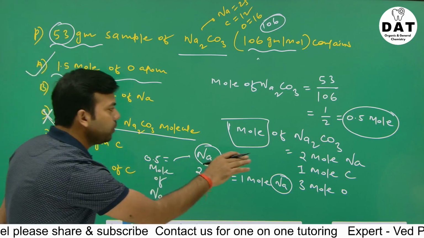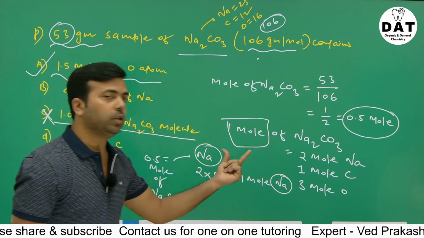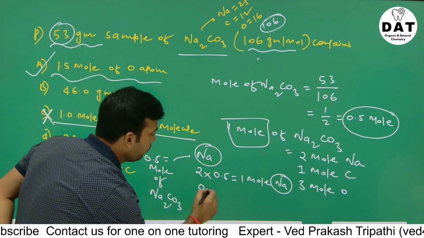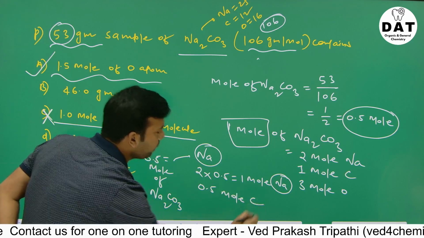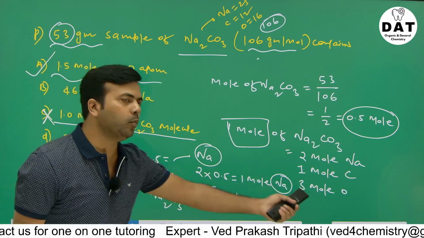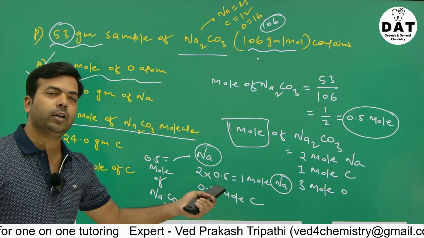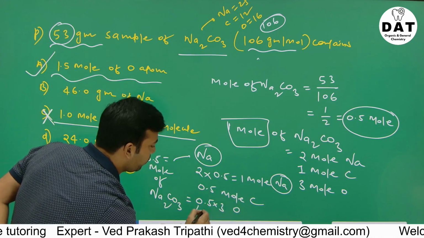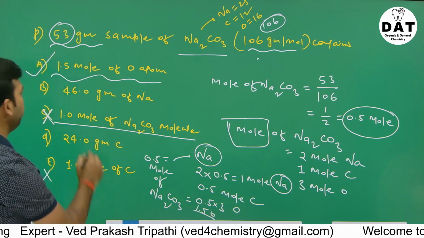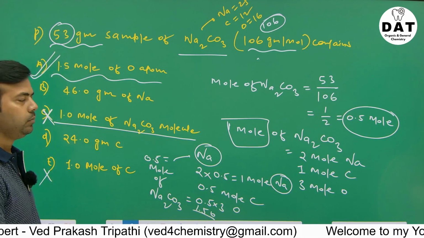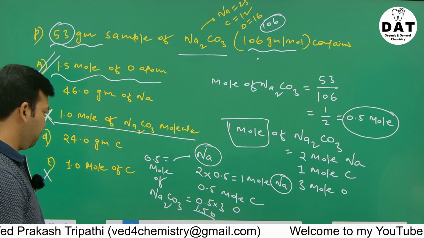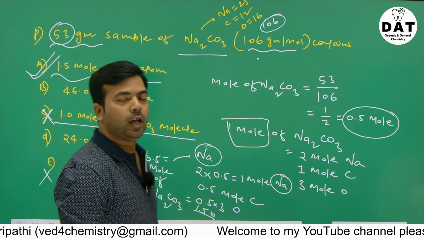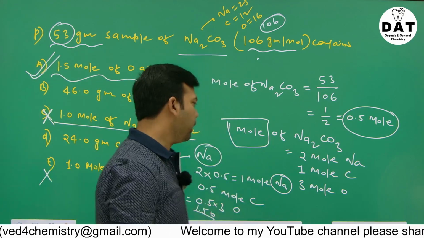Next, carbon is 1 mole in 1 mole of Na2CO3. So 0.5 mole of Na2CO3 has 0.5 mole carbon. Similarly, 1 mole has 3 mole oxygen, so 0.5 mole of Na2CO3 has 0.5 into 3 mole oxygen, which is 1.5 mole oxygen, and 1.5 is this one. Simple. Makes sense? I think that's it. So this is all about mole and molecular weight, and we can do a few more questions.